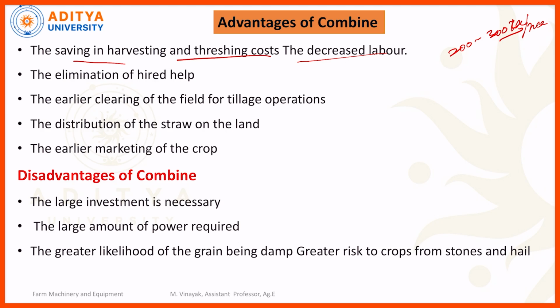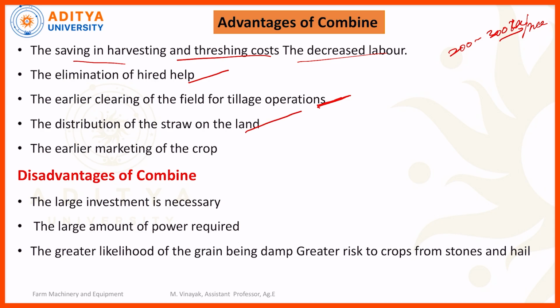So that will be reduced by operating with the combine harvester. It is the elimination of hired help, so the farmer can eliminate hiring help. Next is the earlier clearing of the field for tillage operation. For manual harvesting methods, it took almost 10 to 15 days to complete harvesting, threshing and winnowing, whereas with the combine harvester, within 1 day we can complete all these 3 operations, so that the farmer can go to the next field operations like tillage.